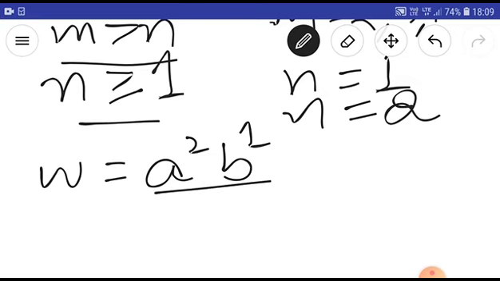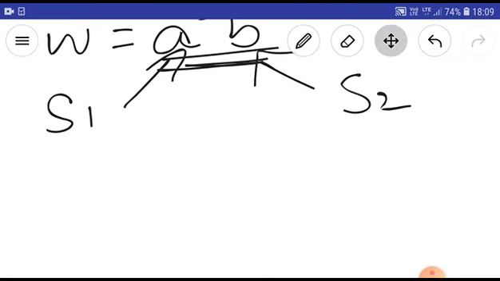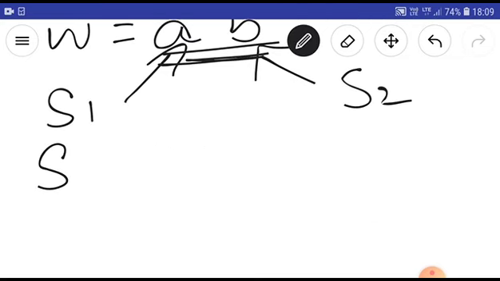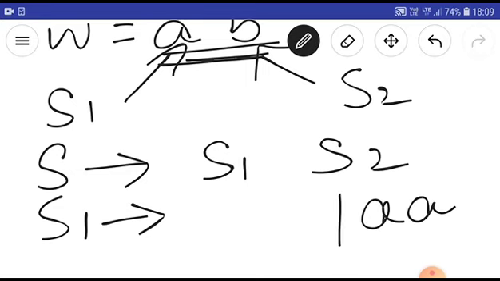If I divide this string into two parts, a squared in one portion and b in the other portion, suppose S1 is responsible for generating a squared and S2 is responsible for generating b. So if I take the productions, the starting symbol S produces S1 S2. S1 is producing a squared, so the minimum possible string will be a squared, and I can generate this with the production a S1.